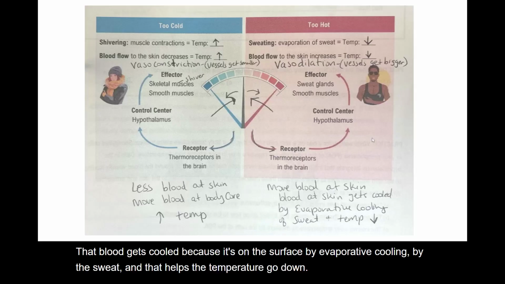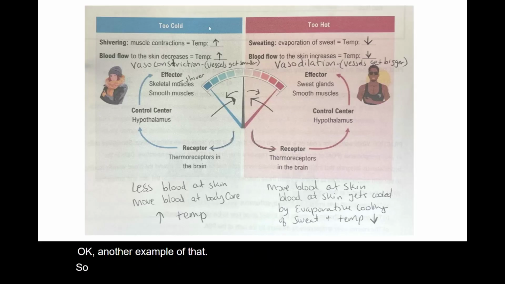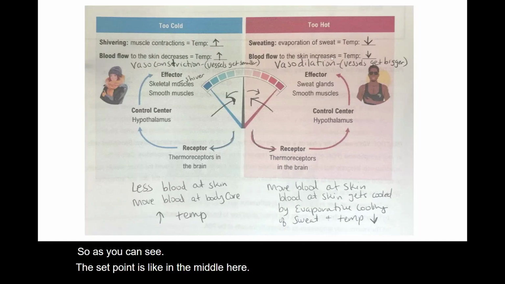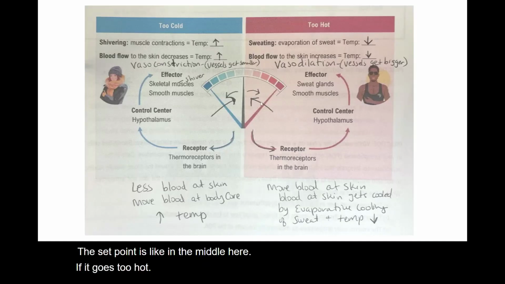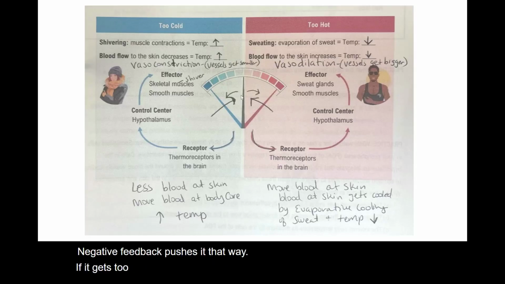Okay, another example of that. So as you can see, the set point is like in the middle here. If it goes too hot, negative feedback pushes it that way. If it gets too cold, negative feedback goes that way. So that's where we're talking about it's the opposite.